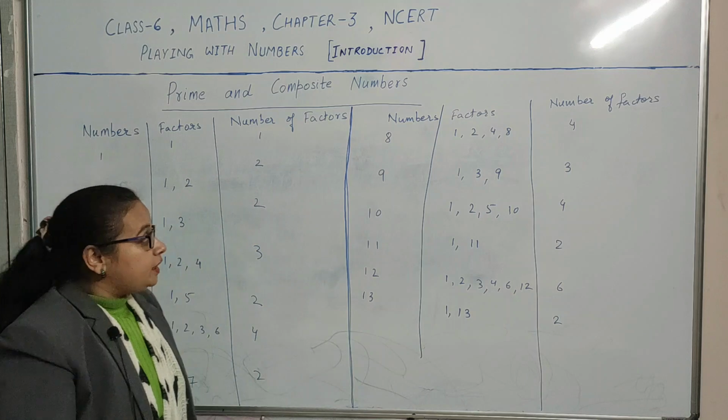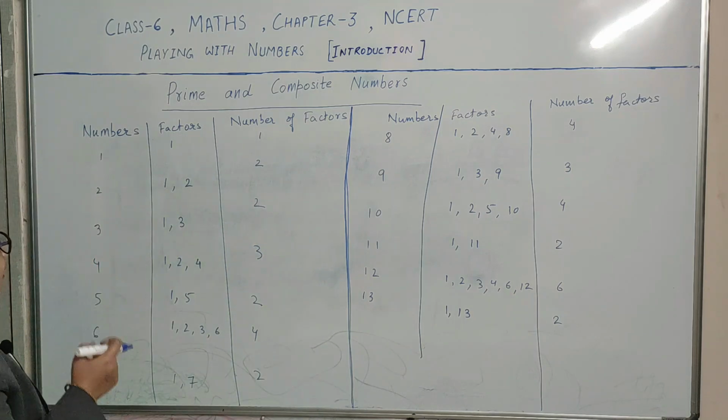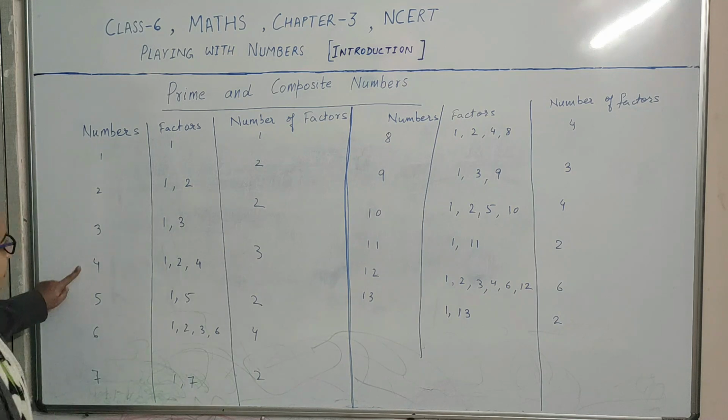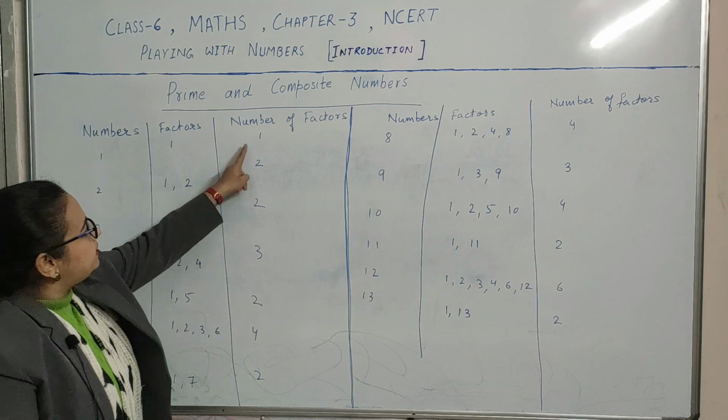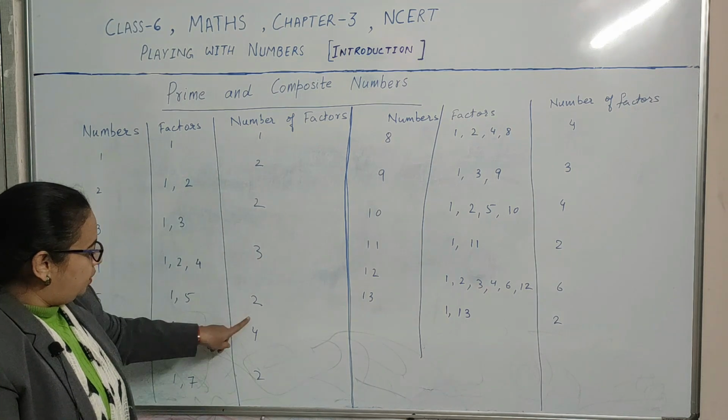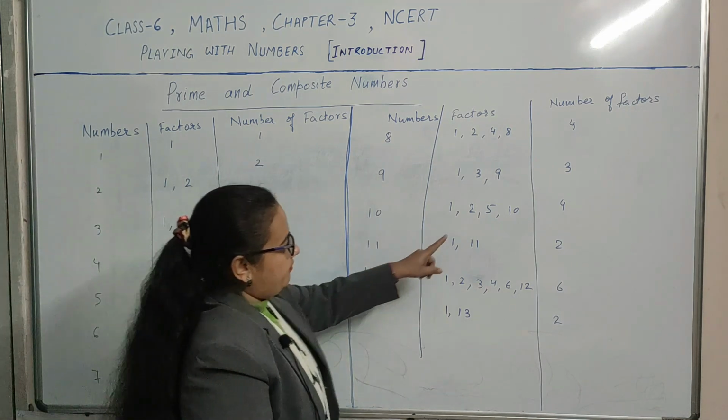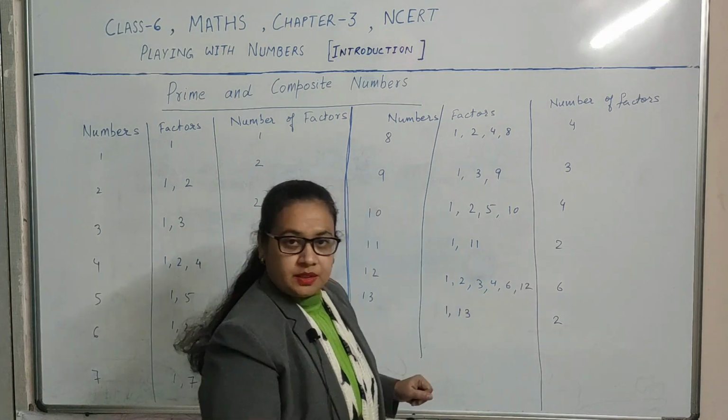Now by seeing this table, can you conclude something? See, there are some numbers which have only 2 factors. See, some numbers have only 2 factors.